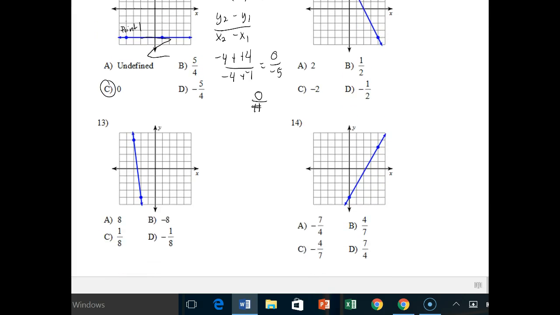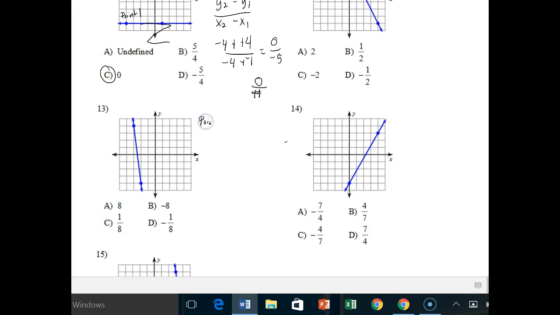Number 13. So point 1 and point 2. Remember it's x comma y always. Point 1 is over 1, 2, 3, so negative 3 because I went left, and up 1, 2, 3, 4, positive 4. Point 2 is over 1, 2, negative 2, and down 1, 2, 3, 4, negative 4.